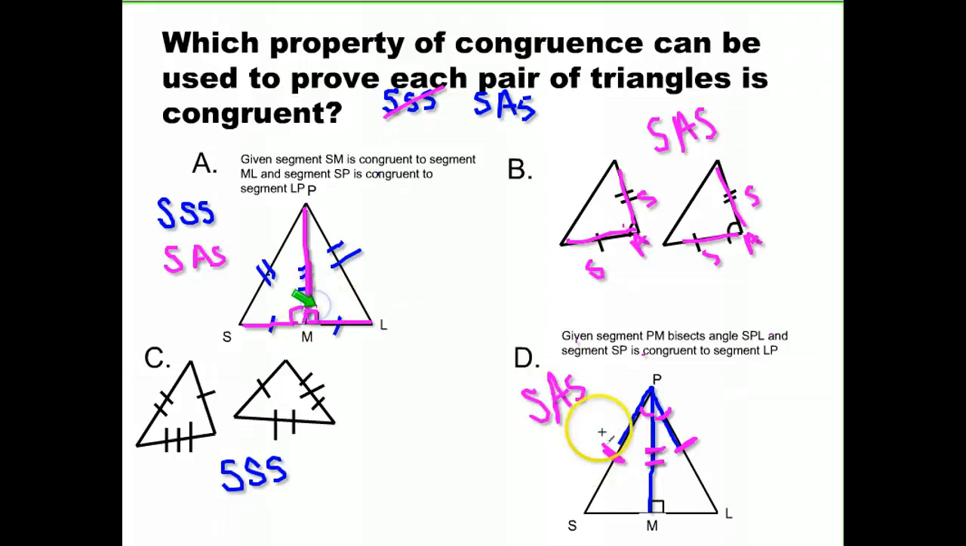Notice it was exactly the same figure, but based on our given information, the way we proved them congruent changed. This one was able to be proved congruent by either, and this one was only able to be proved by SAS.